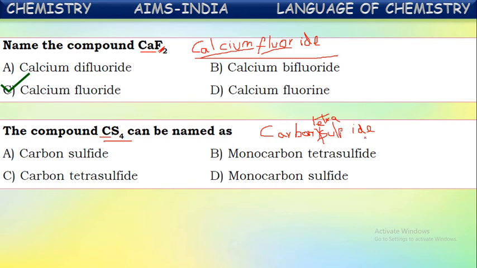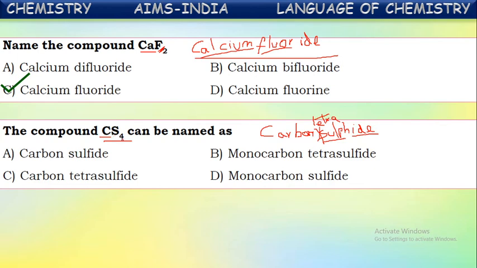Totally 4 parts. First one is the first non-metal name. Directly it is written as carbon. Second, from the second non-metal name, the root part is taken. It's sulfur. S represents sulfur. So from the root part, sulf is taken. And at the end of this second part, ide is attached. It becomes now carbon sulfide.